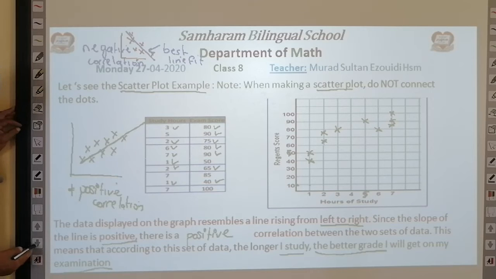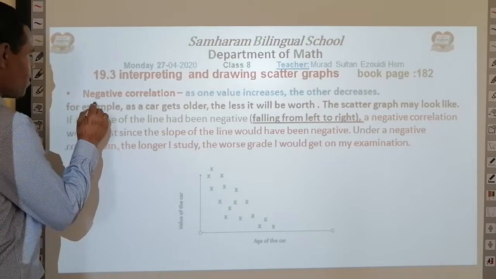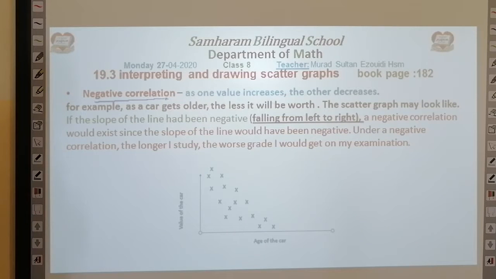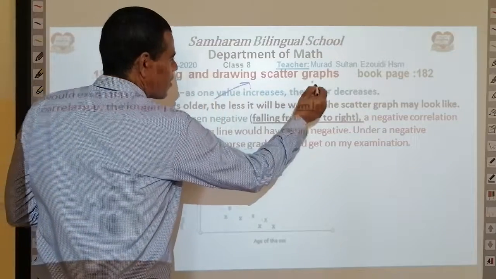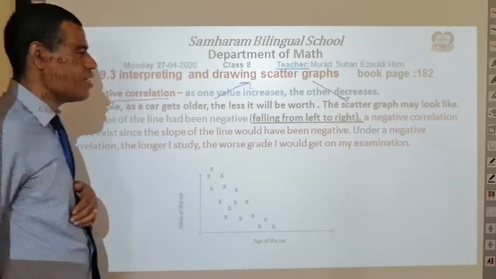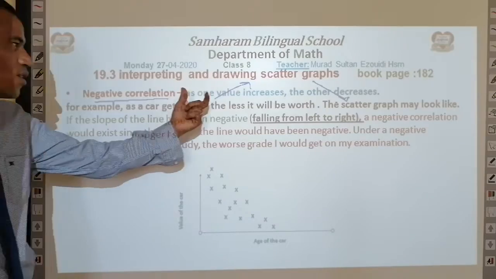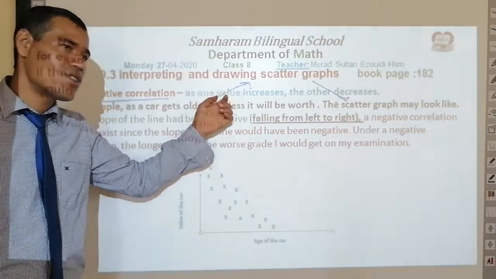Baseline field. Okay? Now move to negative correlation. Means what? Negative correlation. As one value increases, the other decreases. Okay? As one value increases, this one is increasing, the next value is decreasing. It's called negative correlation. And if one value increases and the next one decreases, the slope is negative.